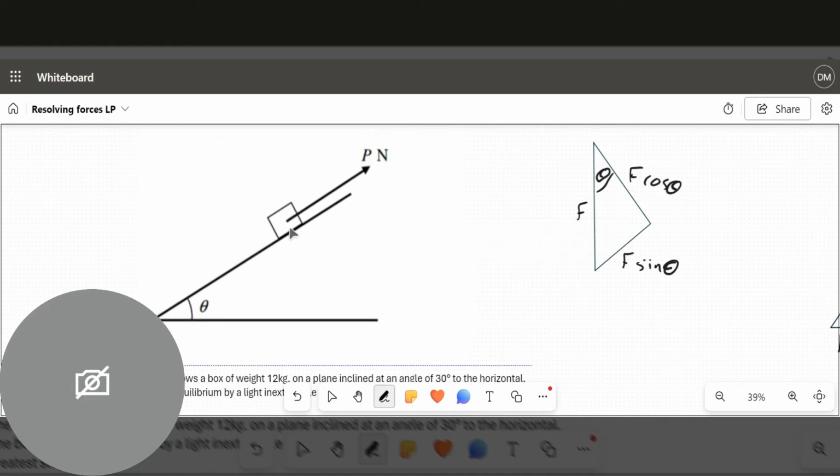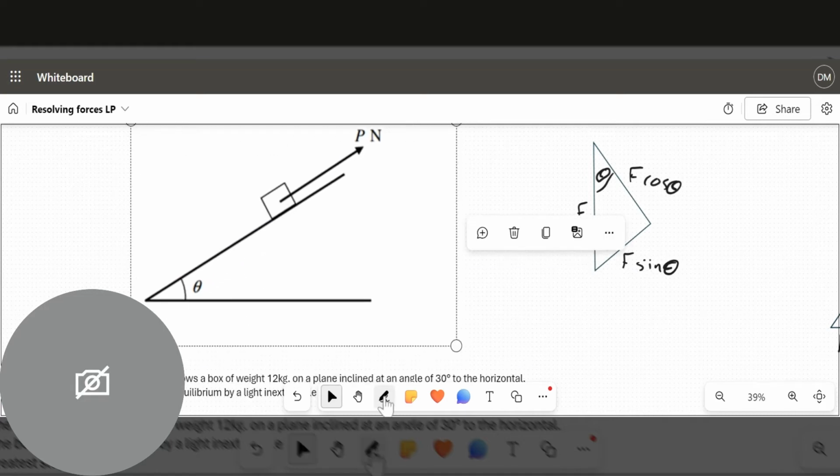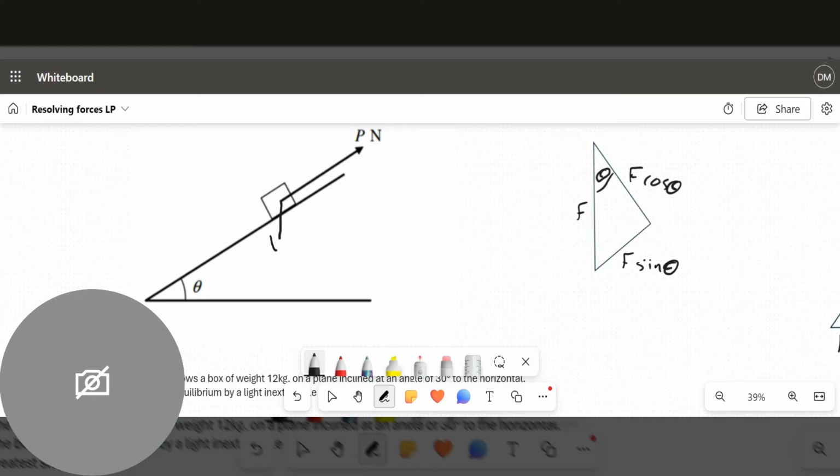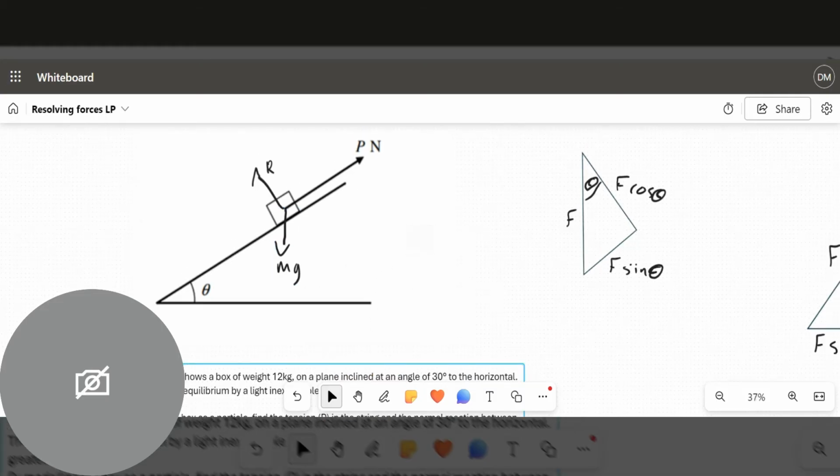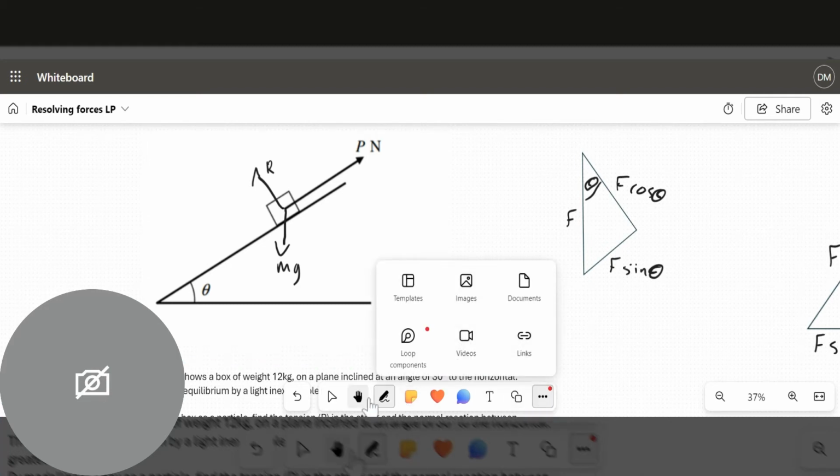So I need weight, which I'm going to call mg, and I need a reaction force. The reaction force is always perpendicular to the surface. So they're my three forces. I've got a string with a force P, I've got a reaction force R, and I have weight, which I've called mg. So that's the mass of the particle times the gravitational pull due to Earth. Actually, they've given us the weight, so let's go back and change that. Where's the rubber?